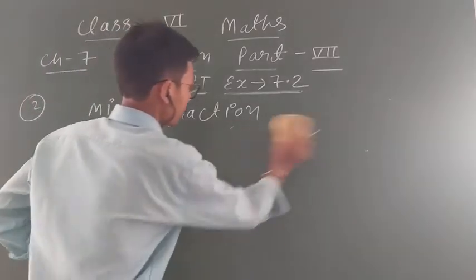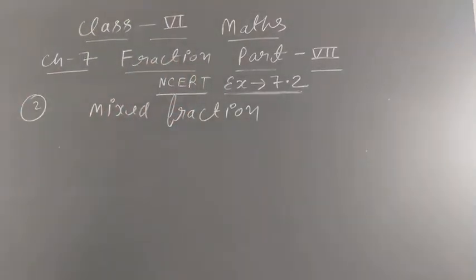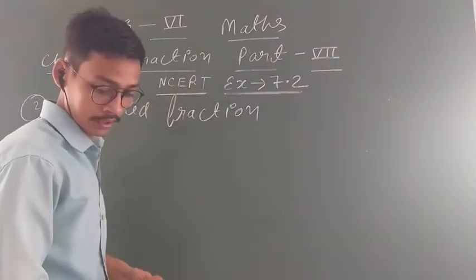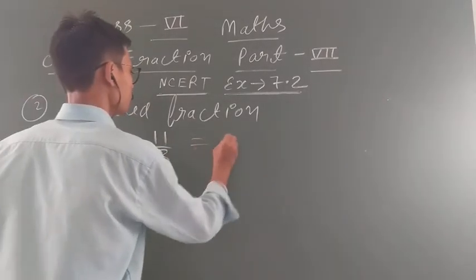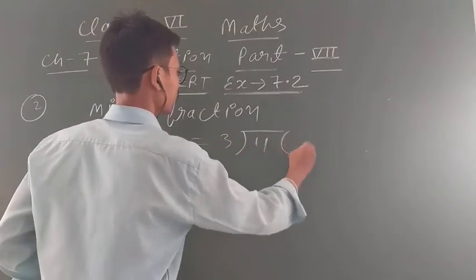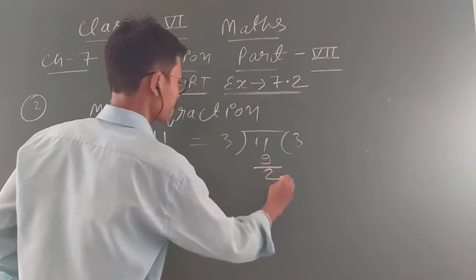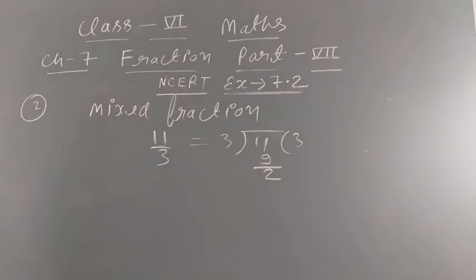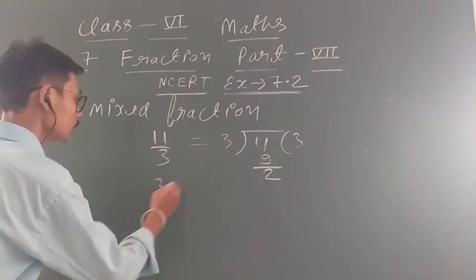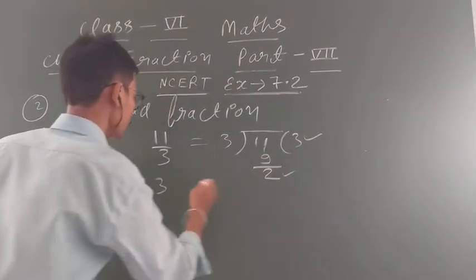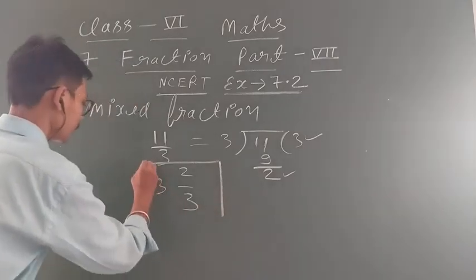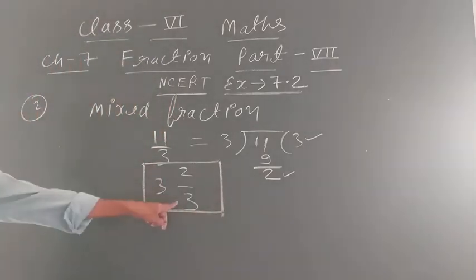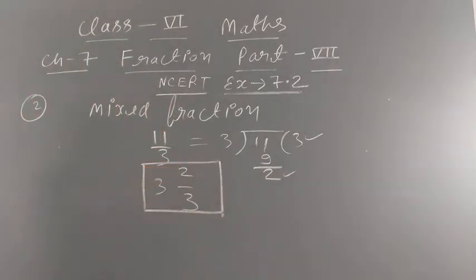Let's take another example: 11 upon 3. How will you solve this, student? 3 threes are 9, and 11 minus 9 is 2. So what will it become? 3 whole 2 upon 3. This is your mixed fraction. Check: 3 threes are 9, 9 plus 2 is 11. Okay student.